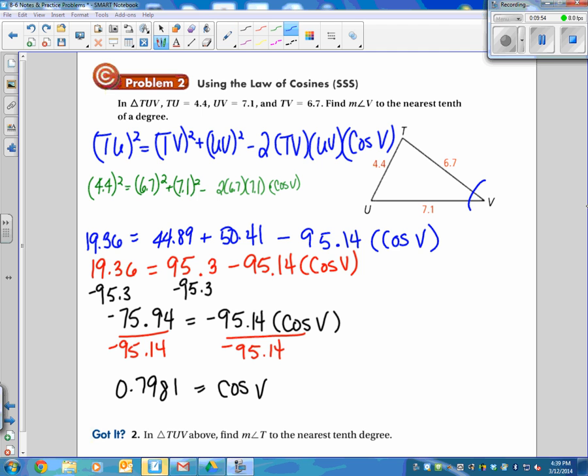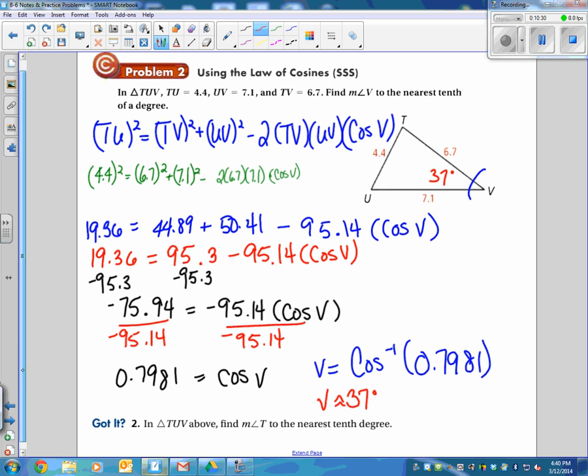Now, we need to divide by the cosine, so basically what we want to do is do the inverse cosine. So V is going to be equal to the inverse cosine of 0.7981. Okay, so I'll say second cosine, and then I'll put 0.7981 in my calculator, and it looks like V is going to be about equal to 37 degrees. So we'll say 37 degrees up here.